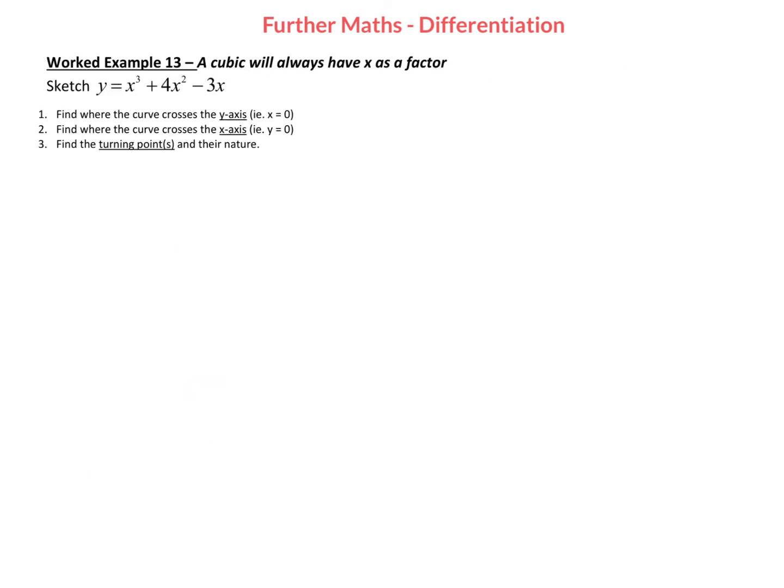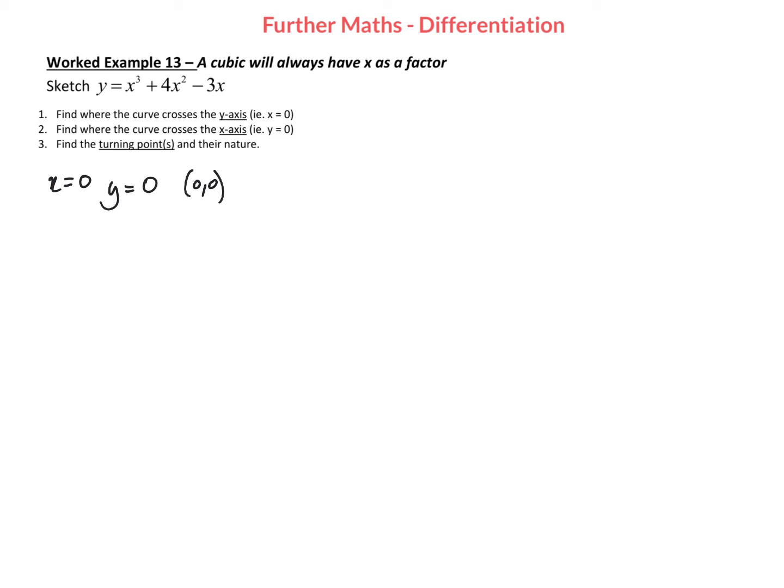So our final example, I've said here, we're going to look at a cubic. A cubic will always have x as a factor, and that's at GCSE Further Maths. If you're looking at A-level maths, you could have to use the factor theorem, but that's not in GCSE Further, so we're not going to worry about it here. Again, let's find where it crosses the y-axis. So when x is 0, y is equal to 0 plus 0 minus 0. y is also equal to 0, so 0, 0 is a point.